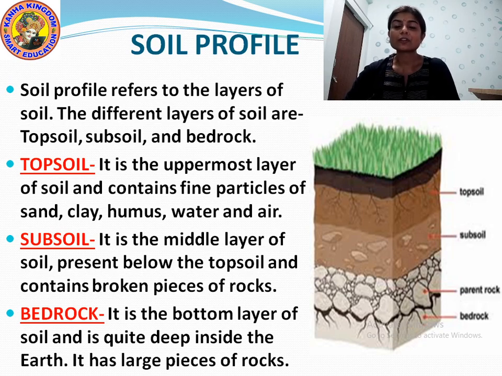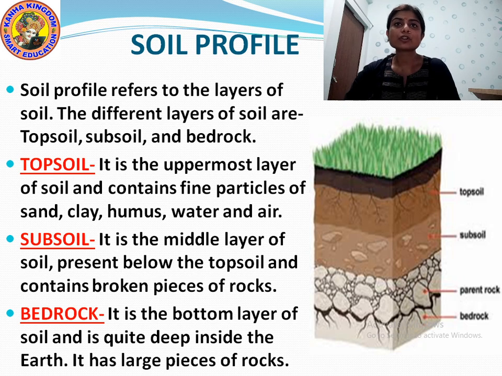The different layers of the soil are topsoil, subsoil and bedrock. Topsoil means the top layer of the earth surface. After topsoil, the middle layer of the soil is the subsoil. And bedrock soil is the lowest layer of the soil. Understood? Now, what is topsoil?